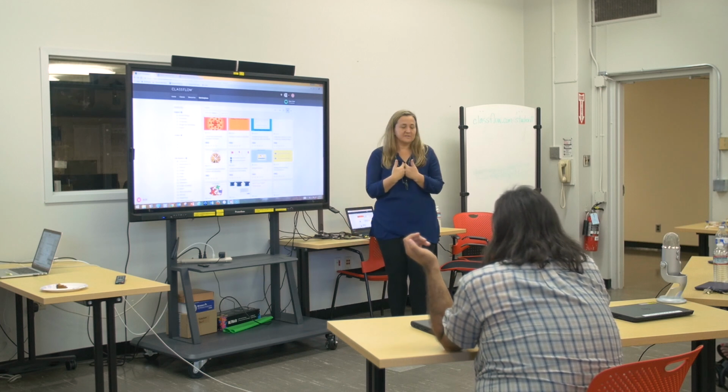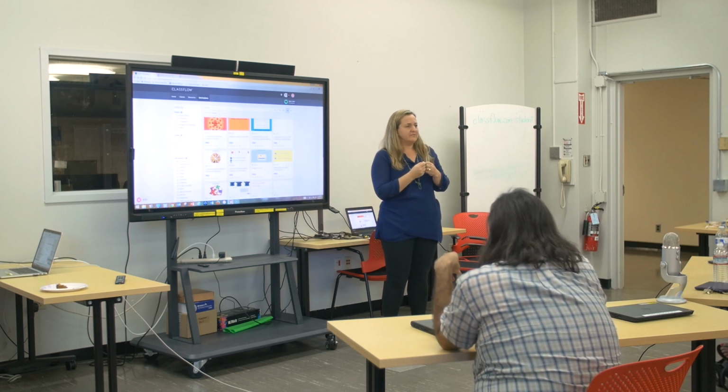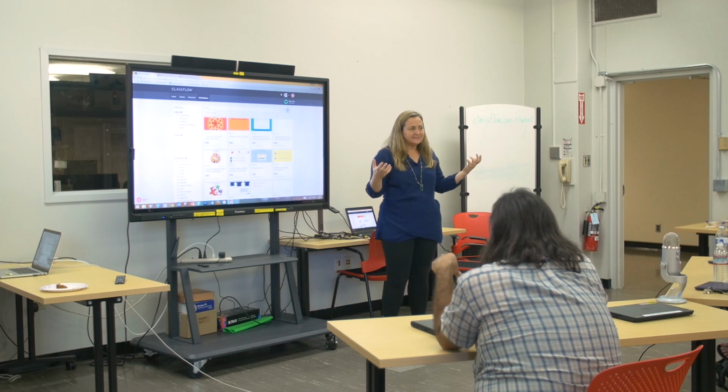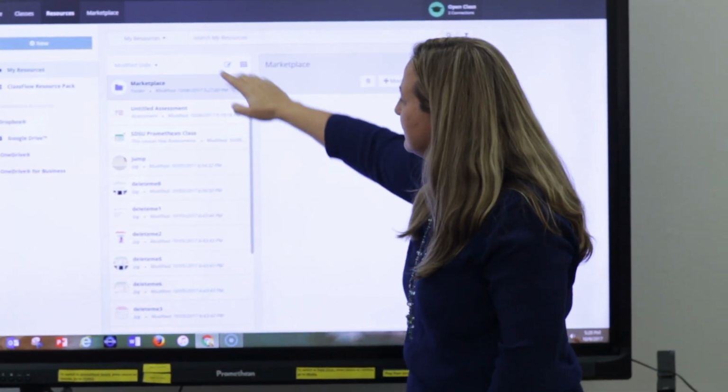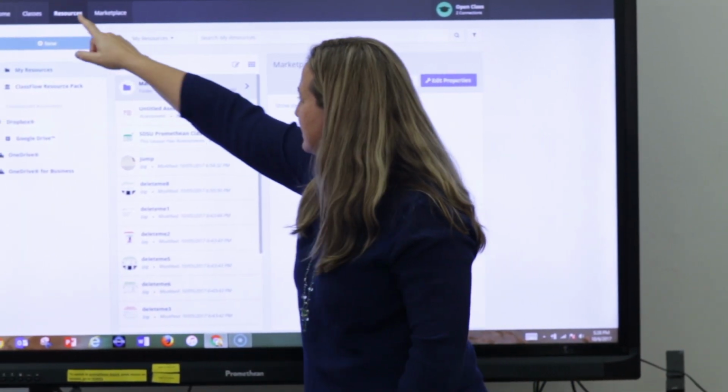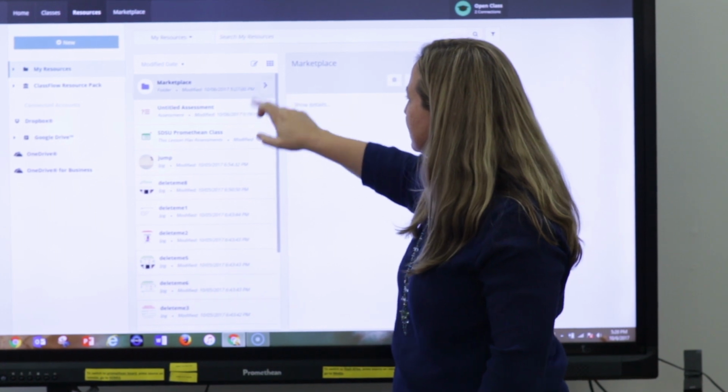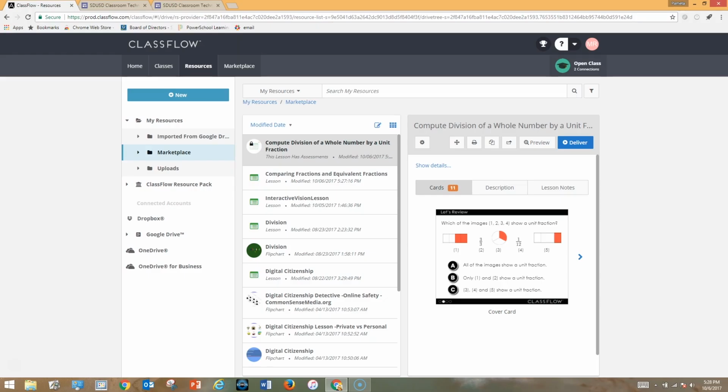look up what I was interested in teaching, maybe download 5 different lessons that someone else created and just pick and choose from what I liked and recreate my own. I can look in the marketplace, I can go to resources, look in the marketplace folder, and anything that I've downloaded is coming into here. So now it belongs to me.